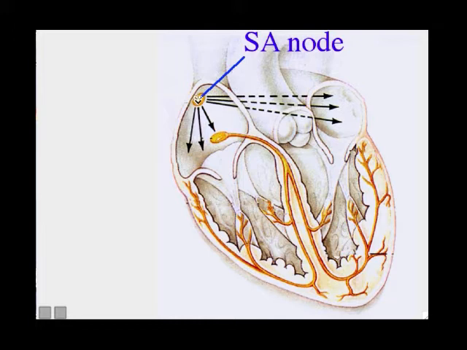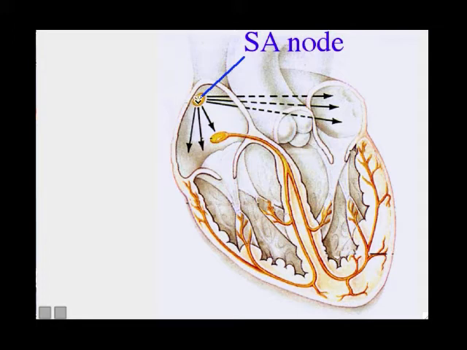So if it sends out its contraction and relaxation signals 65 times per minute, then your overall heart rate is 65 beats per minute. And if it sends out its contraction and relaxation signals 80 times per minute, then your overall heart rate is 80 beats per minute. So that's why they call it the pacemaker of the heart. It sets the heart rate for the entire heart.